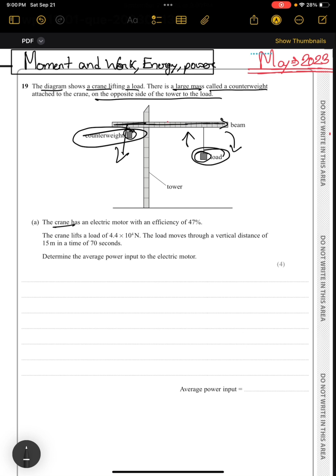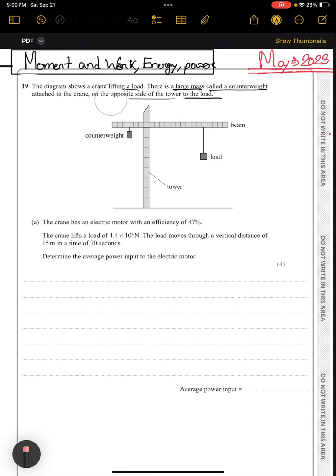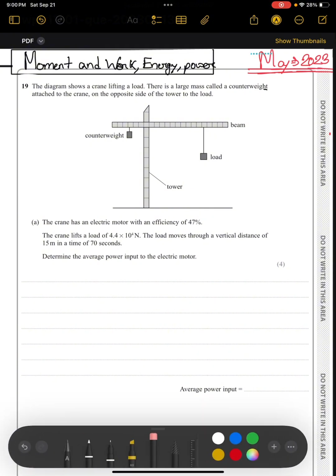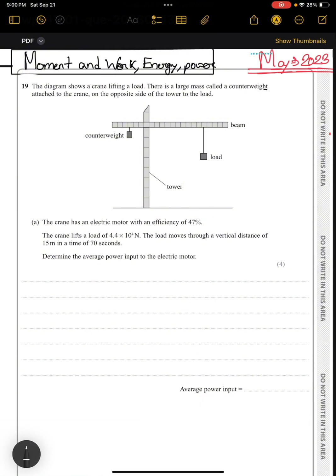The crane has an electric motor with an efficiency of 47%. We know the formula of efficiency. The formula of efficiency is total power output divided by total power input. We have learned these things in O levels.